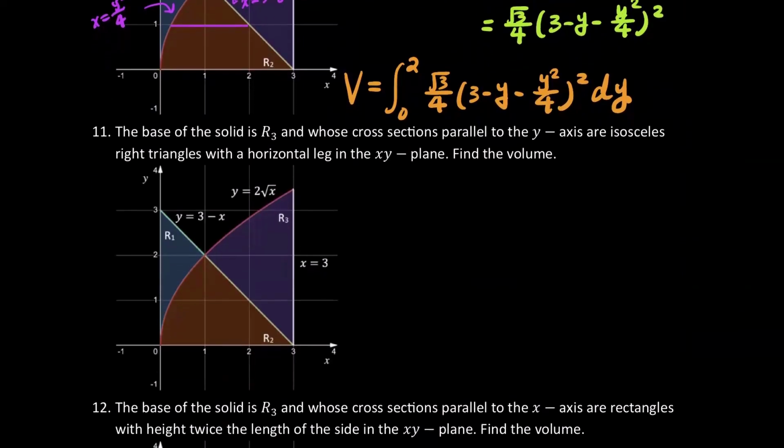Okay, number 11. The base is region number 3. Cross sections parallel to the y-axis. They're isosceles right triangles. Okay, so parallel to the y-axis means perpendicular to the x-axis. So we're cutting it vertically, and if we're cutting it vertically, we just need one formula for that segment.